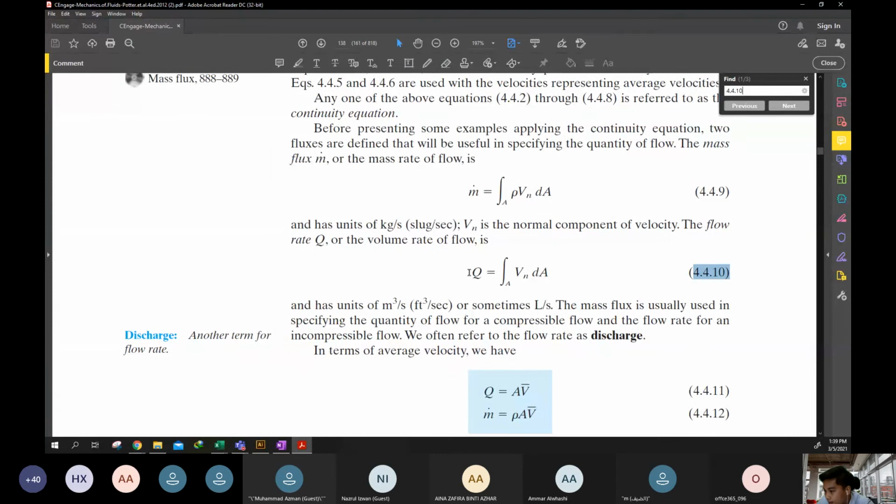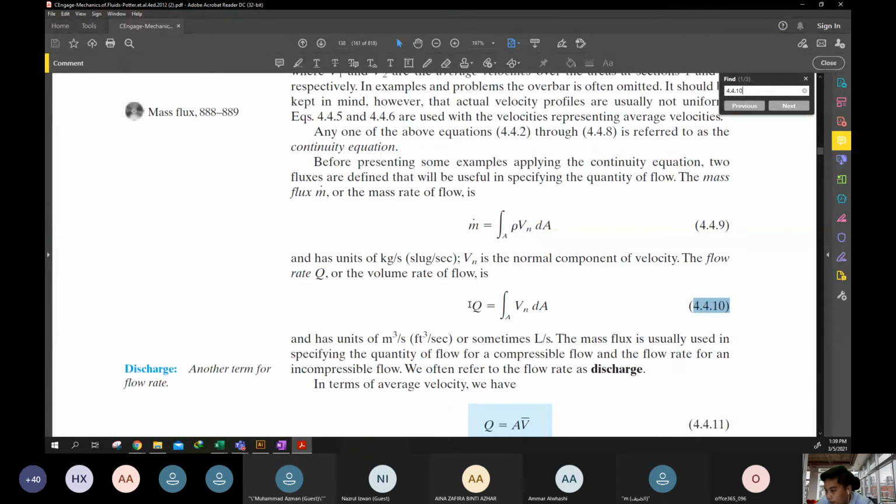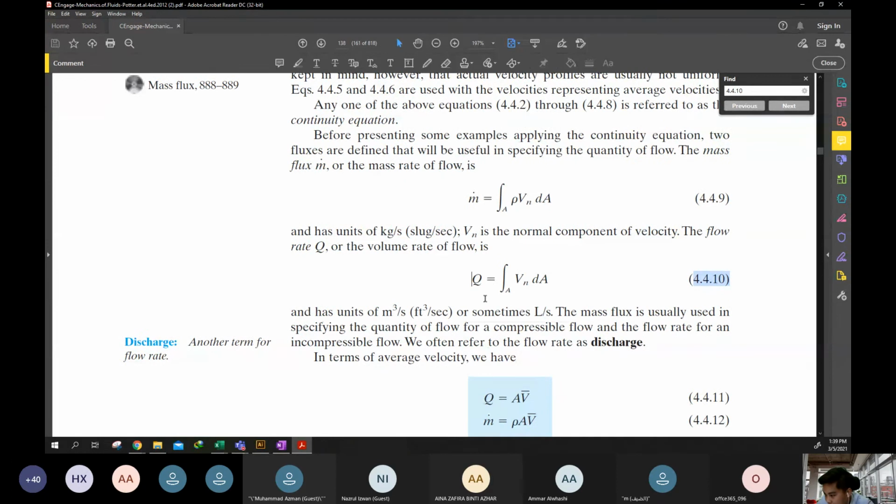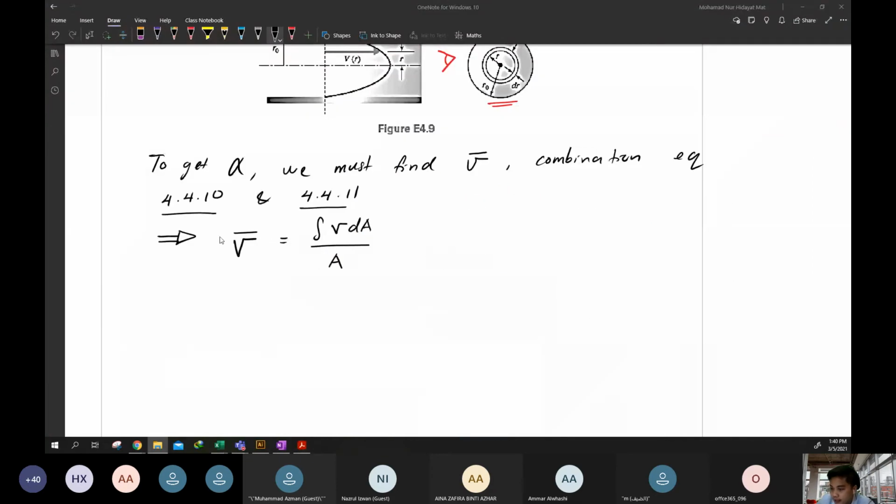You look at here. This is the volume flow rate across the pipe. Okay, so Q equal to the integration of V dA. This is the continuity equation, and this is the average one. You can see basically the same, Q and Q. So we can equate this equation with this equation. That is why equation 10 and equation 11, we can equate them together. And finally, we'll have this equation.